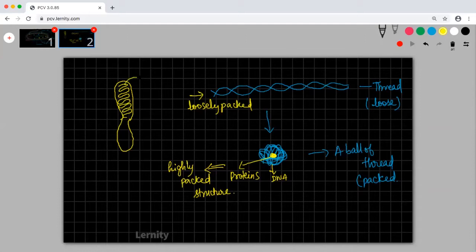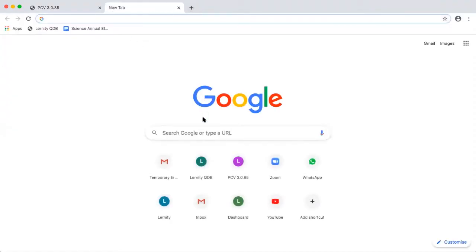This chromatin fiber will be made up of what? It will be made up of histone proteins. There will be proteins which are called histones. On top of it, your DNA will be coiling, and then you will be seeing that arrangement. Okay.